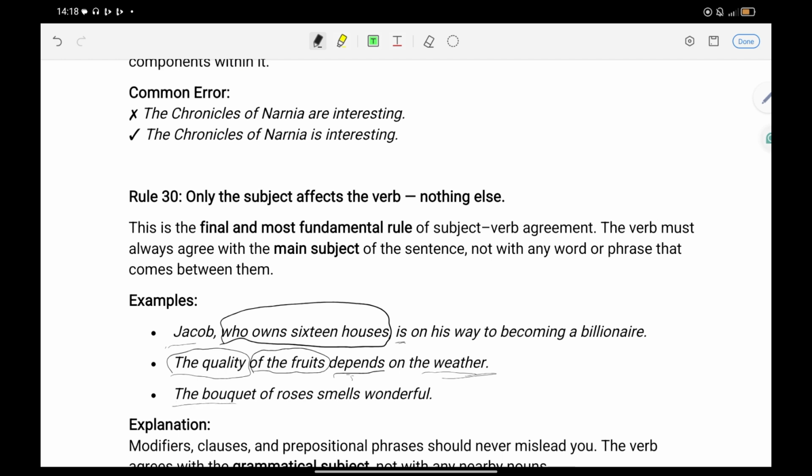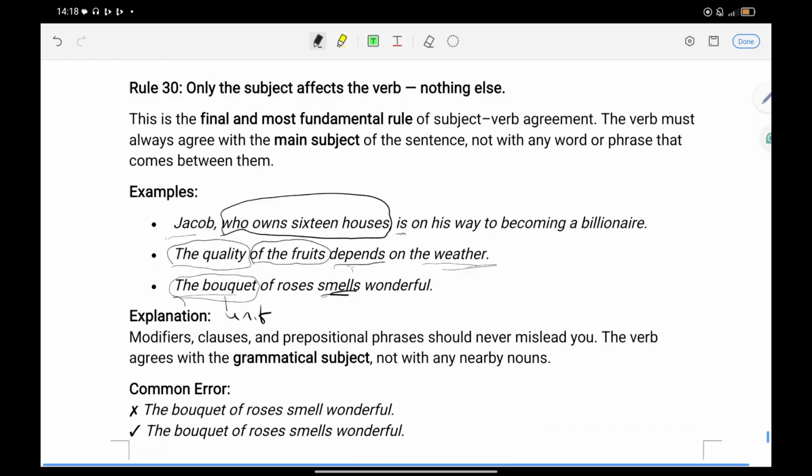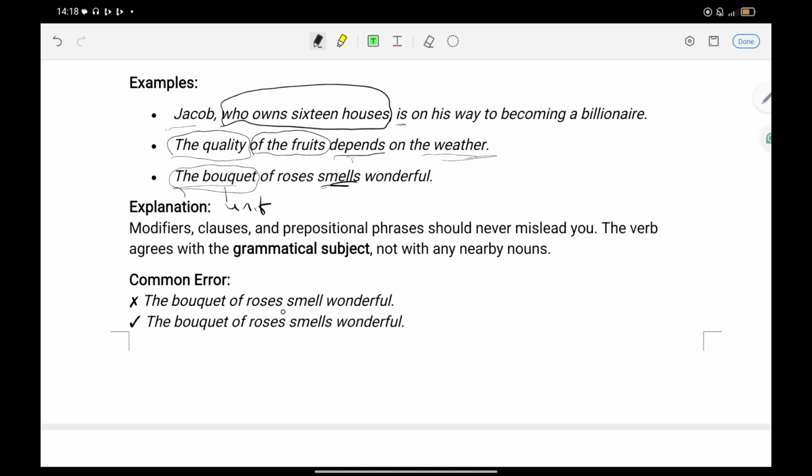The bouquet of roses smells wonderful. Why is it "smells"? Because it is a collective noun and it's referring to one unit. They don't smell wonderful separately. It is as a whole that they smell wonderful. So it is a unit, it is "smells," singular. You don't want to say "the bouquet of roses smell wonderful." No, it is wrong, because it is one bouquet, right?